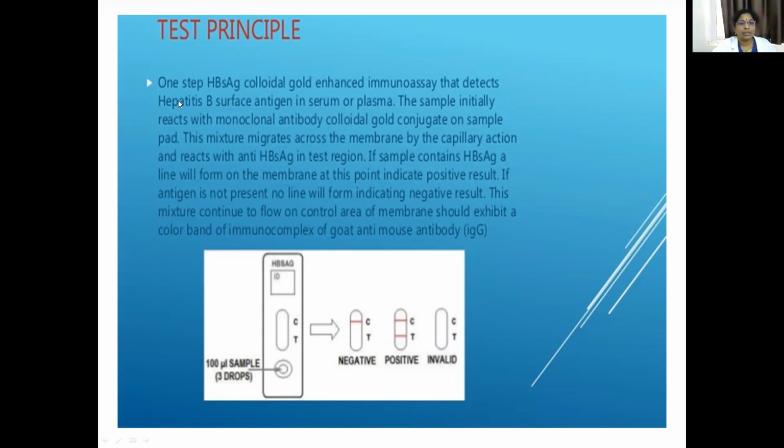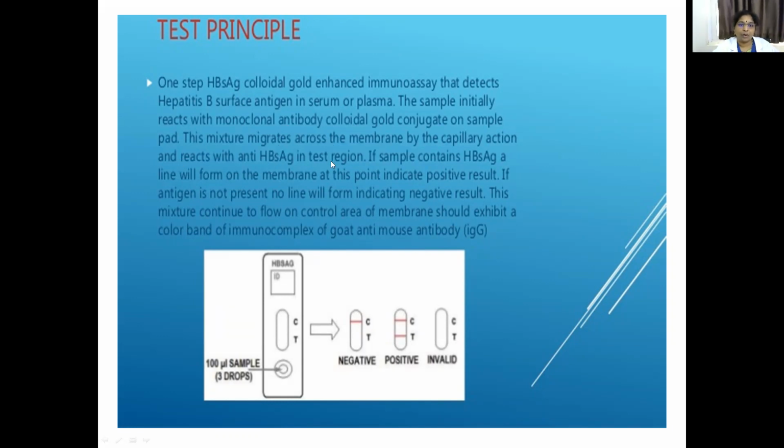It is a one-step HBsAg colloid gold enhanced immunoassay that detects hepatitis B surface antigen in serum or plasma. The sample initially reacts with monoclonal antibody colloid gold conjugate on the sample pad, so colloid gold conjugate is present on the sample pad. The antigen binds to the colloid gold conjugate and it migrates across the membrane by capillary action and reacts with anti-HBsAg in the test region.